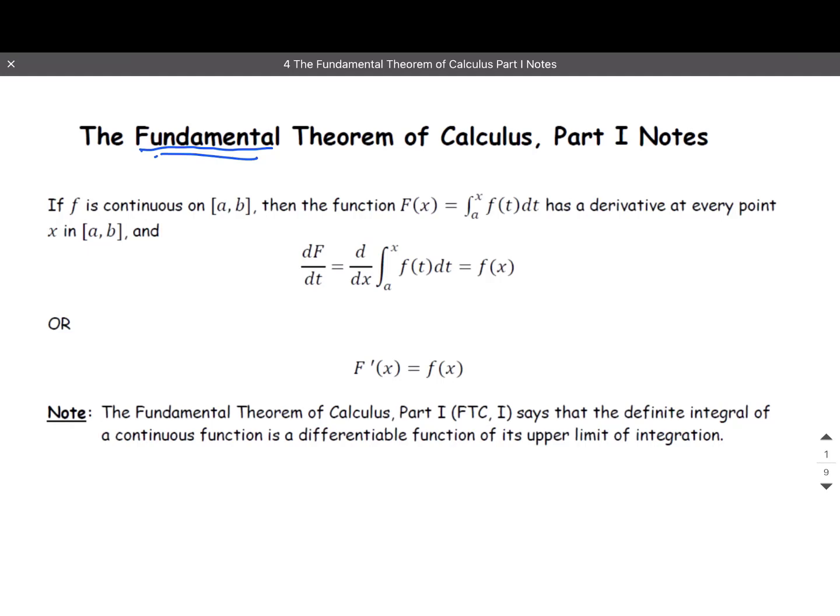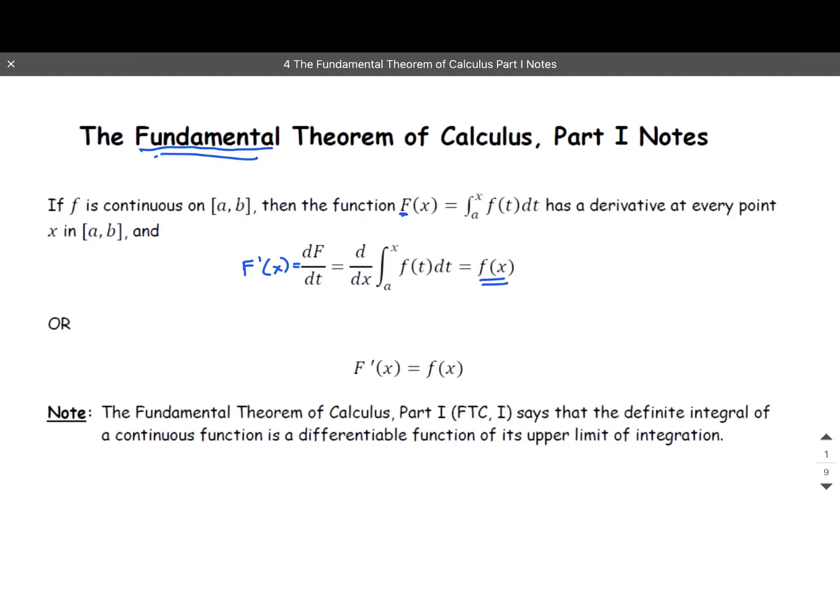So here we go. Let's start with, if f is continuous on the closed interval from a to b, then the function F of x, notice it's a capital F of x, so case is important, capital F of x equals the integral from a to x of f of t dt, has a derivative at every point x in that closed interval from a to b. And not only that, but that derivative F prime of x is simply little f of x.